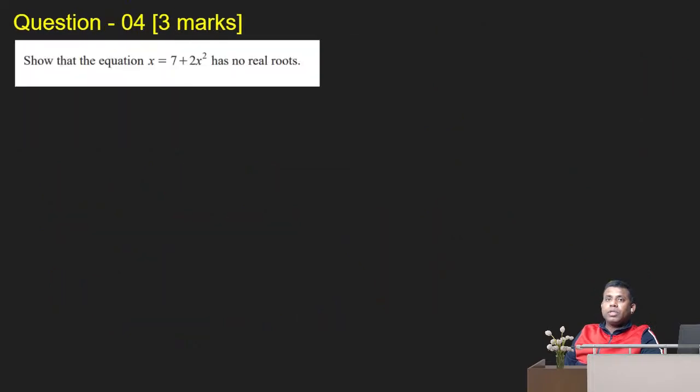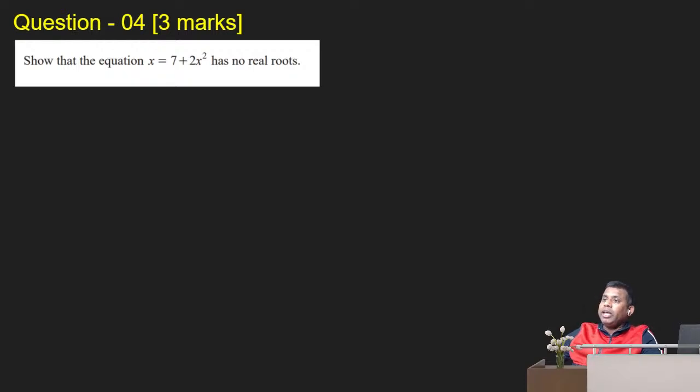Right. Okay. So the next one, question number 4, is 3 marks. I think I found this one from an AQA paper. Show that the equation x equals 7 plus 2x squared has no real roots. What is the theory behind this question?